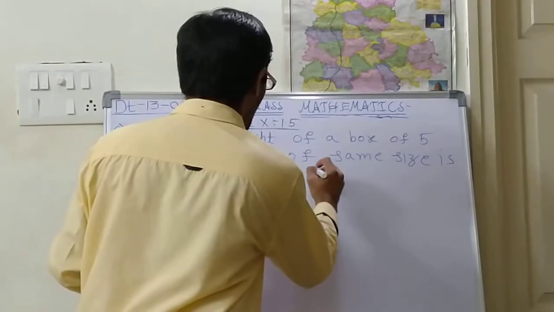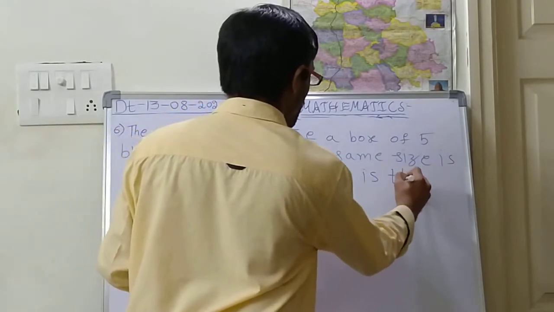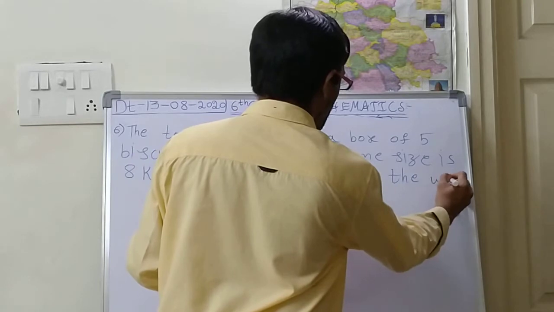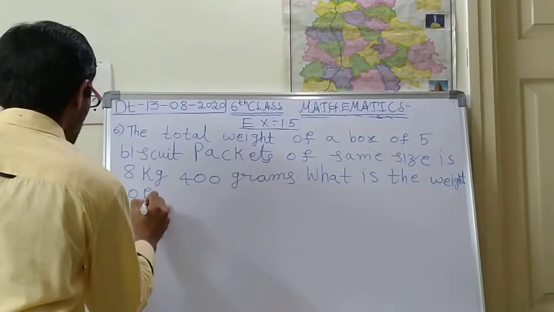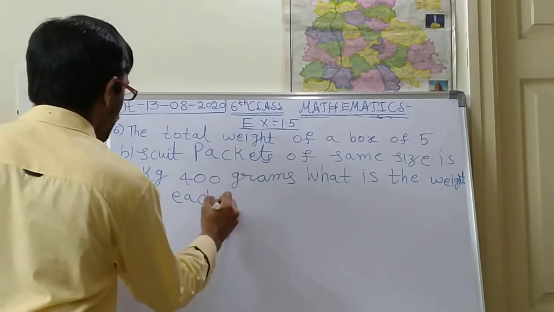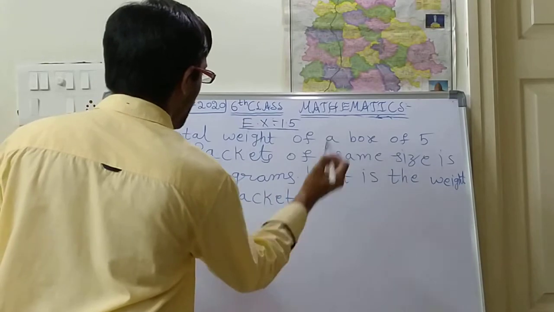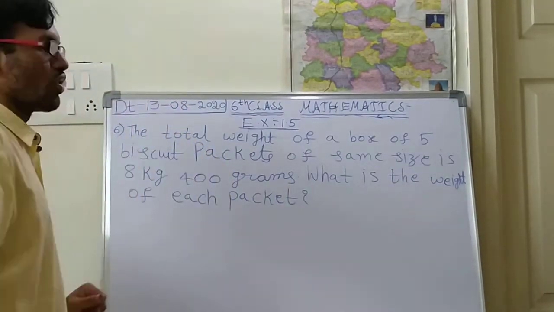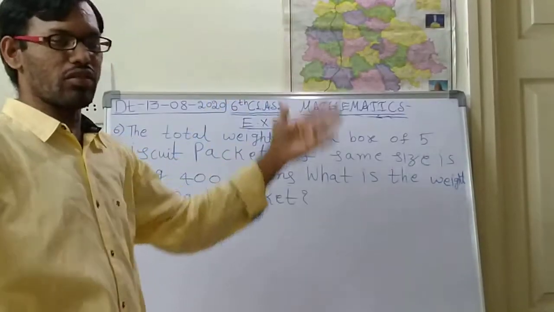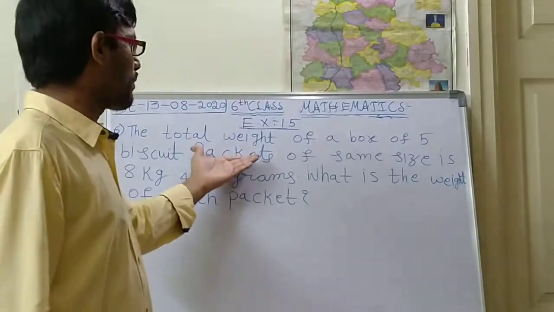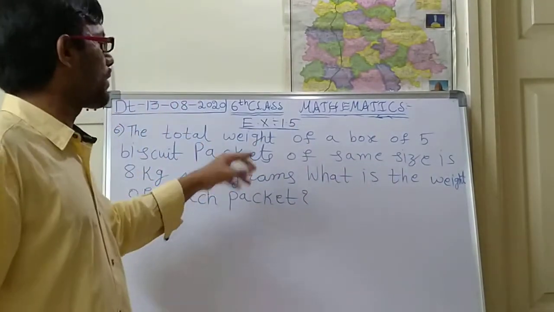So what is the question? What is the weight of each packet? So here this is the question. The total weight of a box. So there is one big box. What is that box? A box of 5 biscuit packets.